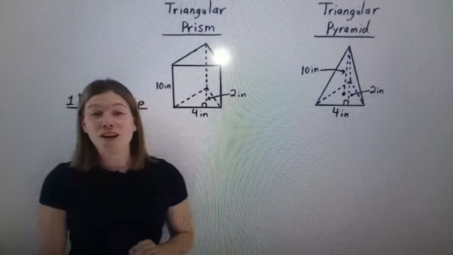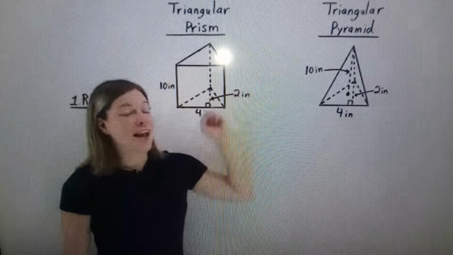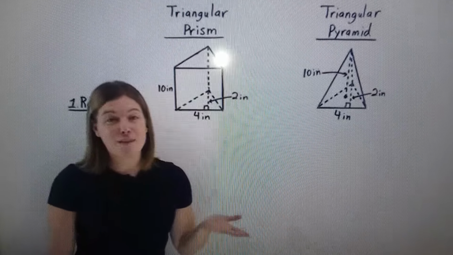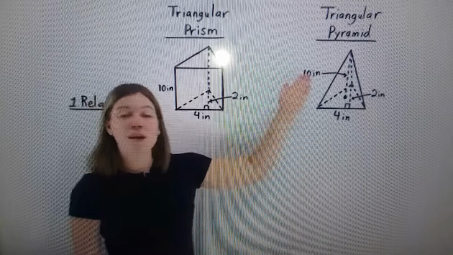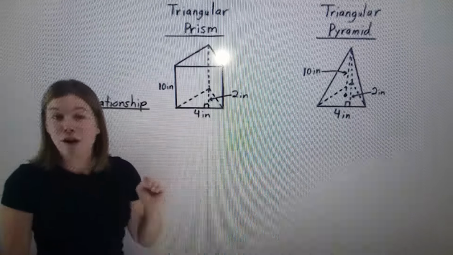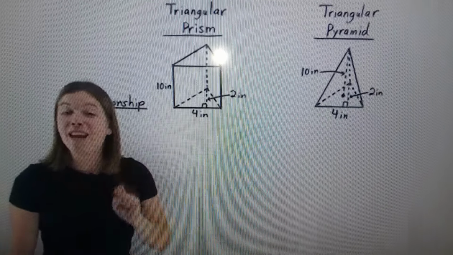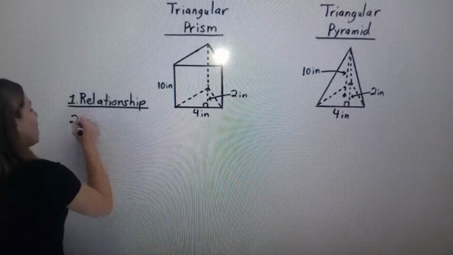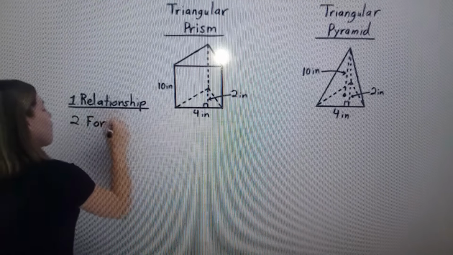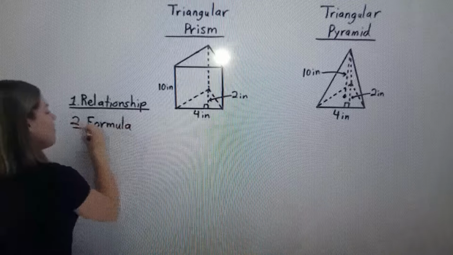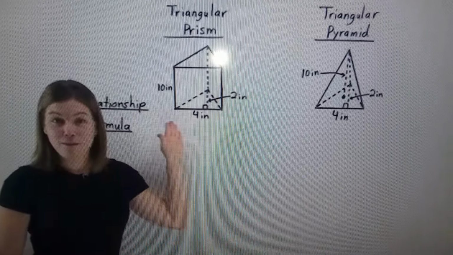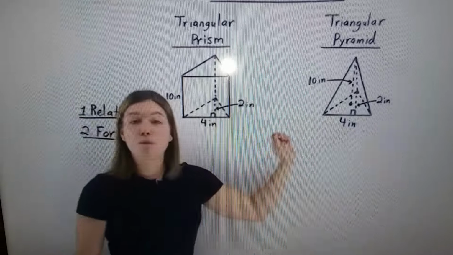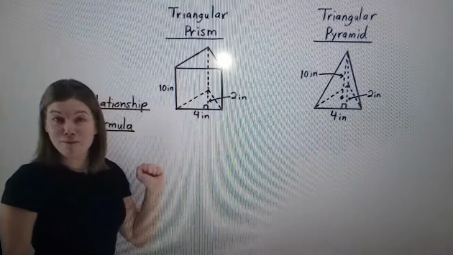If we have a situation where we have a prism and a pyramid where the bases have the same measurement and we have the same height, that means that the volume of the pyramid is 1/3 the volume of the prism. We can use that information to find the formula for the volume of the pyramid. Now, let's recall the formula for the volume of a prism, since the volume of the pyramid will be 1/3 the volume of the prism.